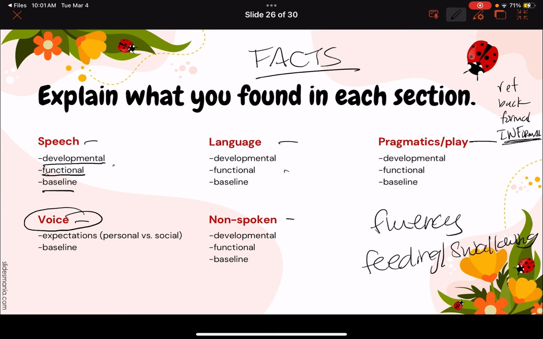And we're going to do that for each one of the sections, right? So communication sample, we're going to go through and say, here's what the speech sounded like. Here's what the language sounded like. This is what play pragmatics looked like. This is their voice. This is non-spoken. But we're not interpreting or explaining how that impacts it all. It's just stating a fact of what they were and weren't able to do versus age expectations, right?